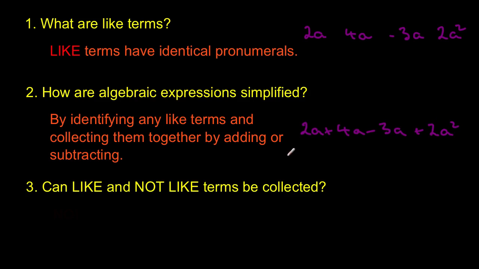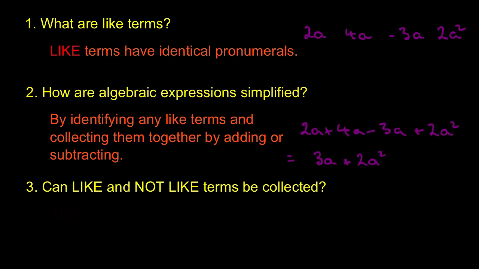We can simplify this by collecting these terms. 2a and 4a is 6a, 6a minus 3a is 3a, and we can't combine this one with it, so our answer in a simplified version is 3a plus 2a squared. We're going to talk more about these in some examples that are coming up.